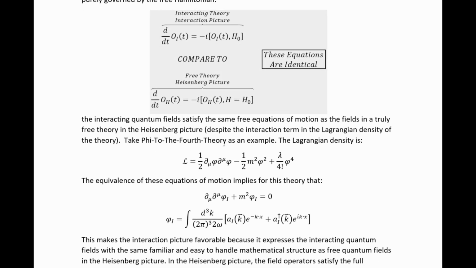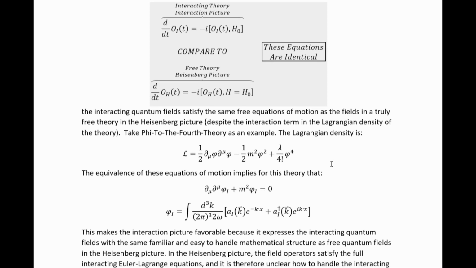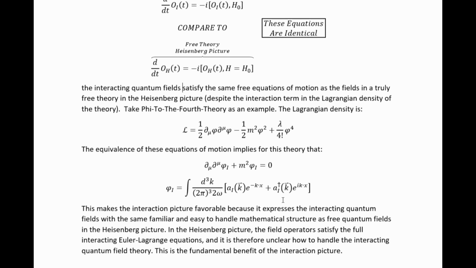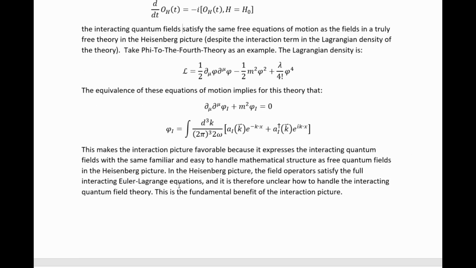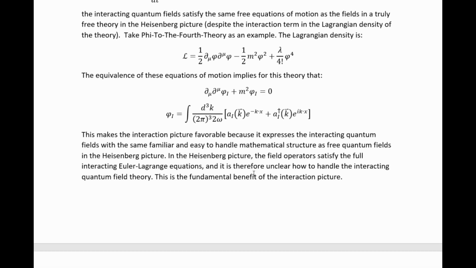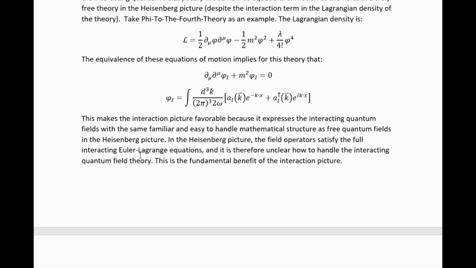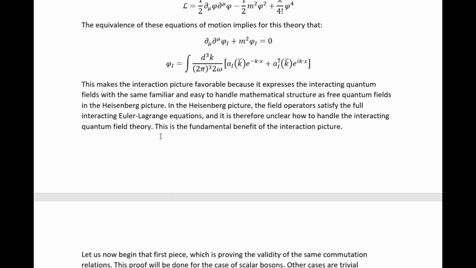So if we take phi to the fourth theory as an example, we have this Lagrangian density. The equivalence of these two equations of motion implies this for that theory, and therefore this, because we're just solving the free equations. This makes the interaction picture favorable because it expresses the interacting quantum fields with the same familiar and easy to handle mathematical structure as free quantum fields in the Heisenberg picture. In the Heisenberg picture, the field operators satisfy the full interacting Euler-Lagrange equations, and it is therefore unclear how to handle the interacting quantum field theory. This is the fundamental benefit of the interaction picture.